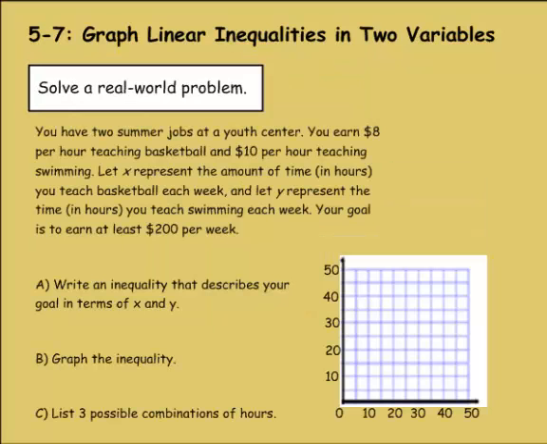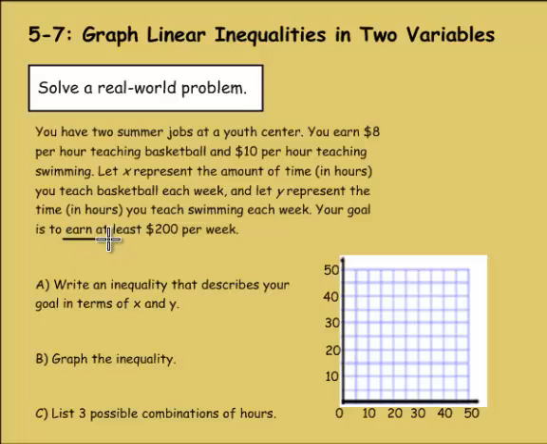Let's solve a real-world problem then. You have 2 summer jobs at a youth center. You earn $8 per hour teaching basketball and $10 per hour teaching swimming. Let x represent the amount of time in hours you teach basketball each week, and let y represent the time in hours you teach swimming each week. Your goal is to earn at least $200 per week. So it says write an inequality that describes your goal in terms of x and y.